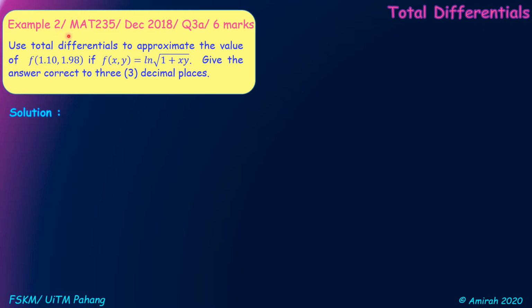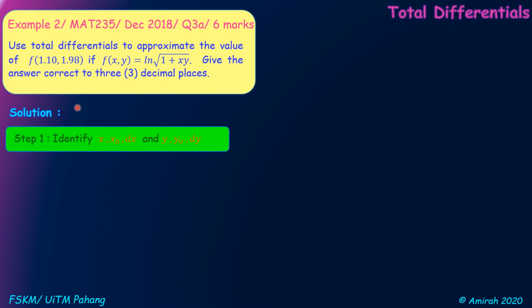This example is from previous semester papers. Use total differentials to approximate the value of f(1.10, 1.98) if f(x,y) equals ln square root of (1 plus xy). Give the answer correct to 3 decimal places.